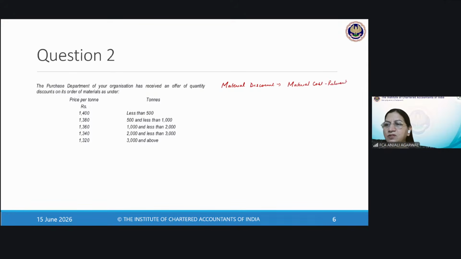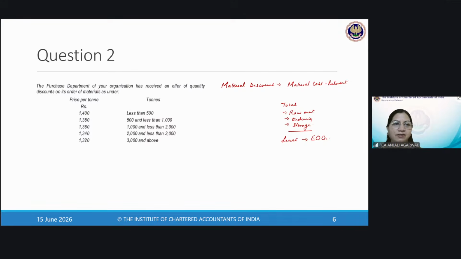So when material cost also becomes relevant, you will compare the total of raw material cost plus ordering cost as well as storage cost, where the total will be least. That would be our decision. That will be the most economical order quantity.